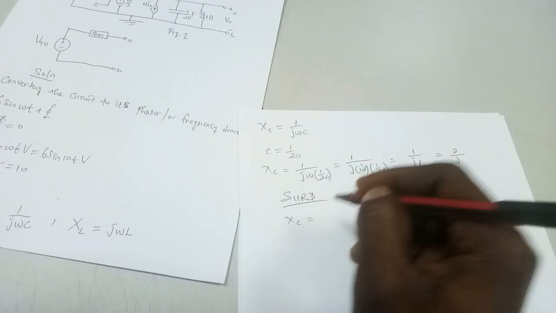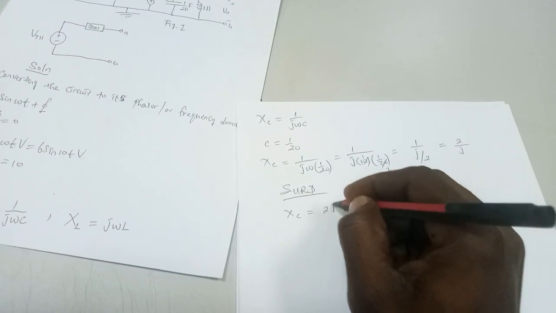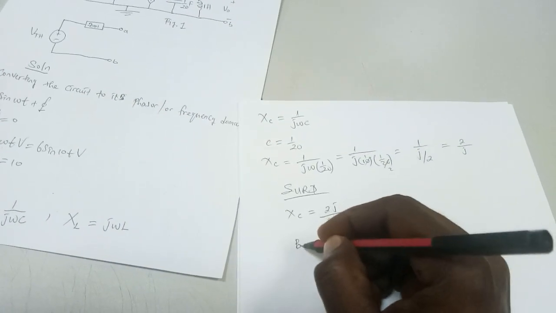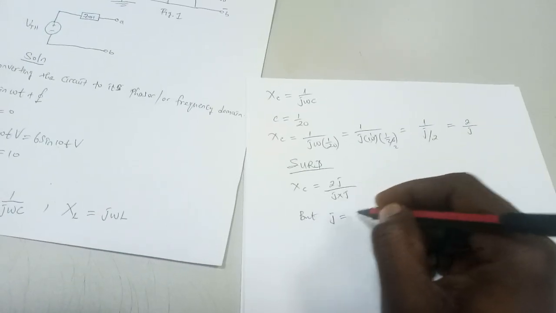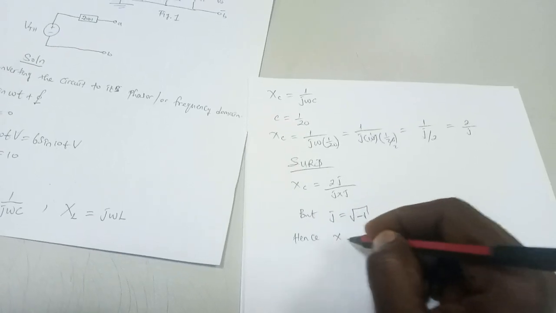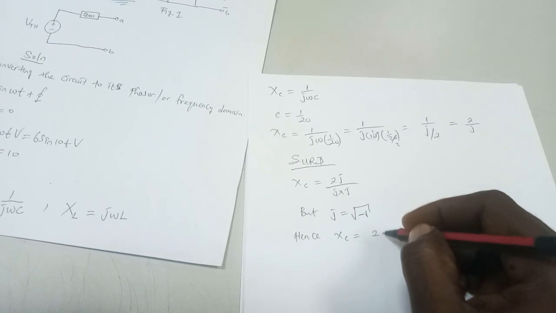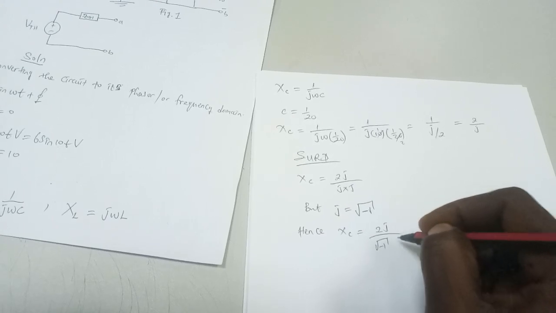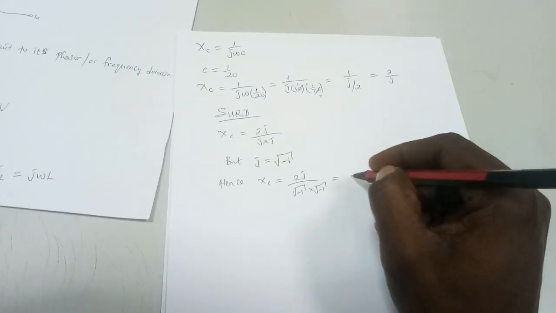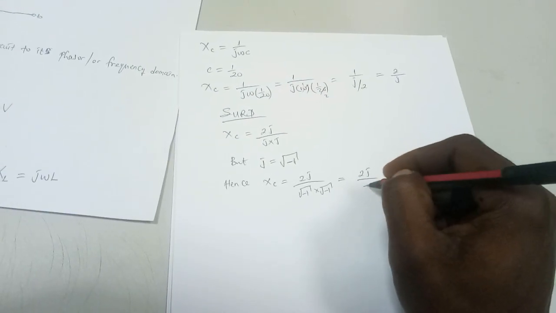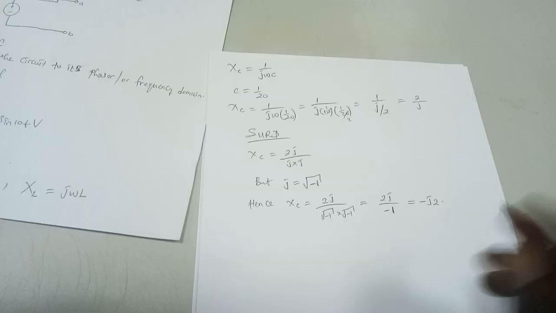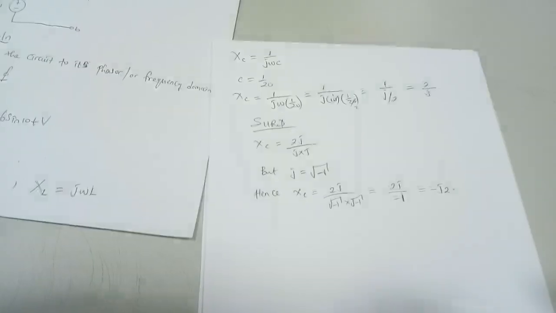So Xc will be equal to 2j divided by j times j. But you know that j is equal to the square root of -1. Hence, Xc is equal to 2j divided by square root of -1 times square root of -1. And this multiplication will give you -1. So 2j divided by -1. So the answer is -j2. I would like to express it in this form, -j2.